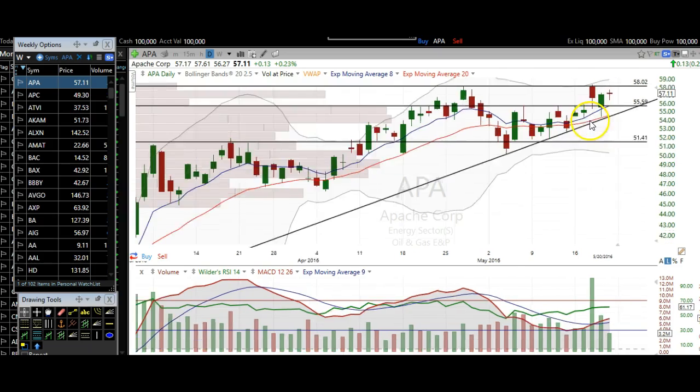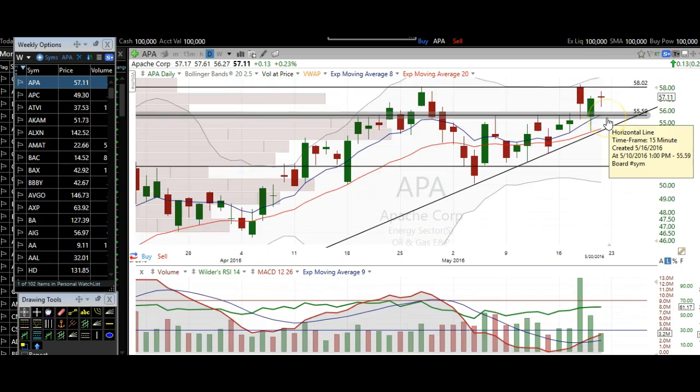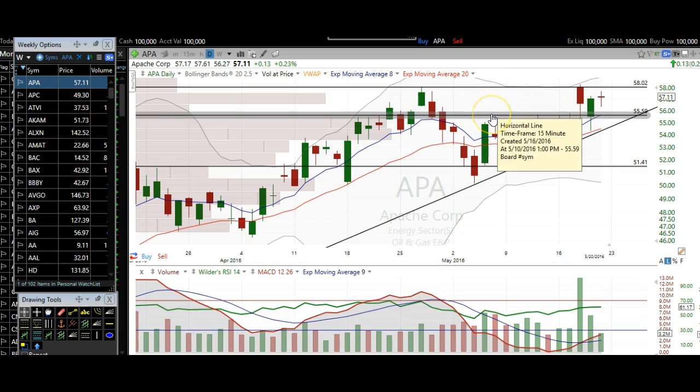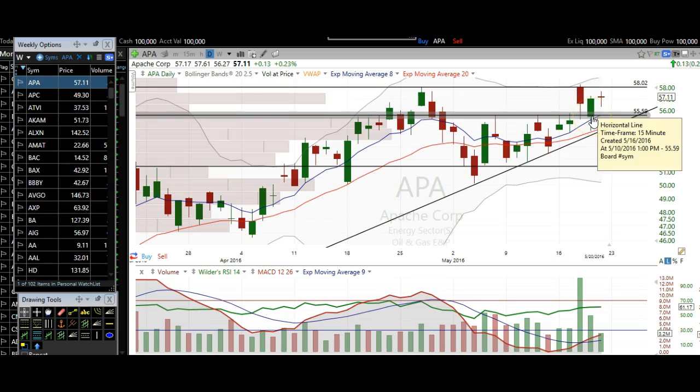We've also got some support at 55.50 from the highs of these few candles right there. There's also the lows of this candle and then the open of this candle. So that's a key level here. 55.50 is a level that I want to see hold in order for APA to remain in an uptrend. So we've got support right there with the uptrend line, as well as the support from the highs of these candles, right around 55.50.